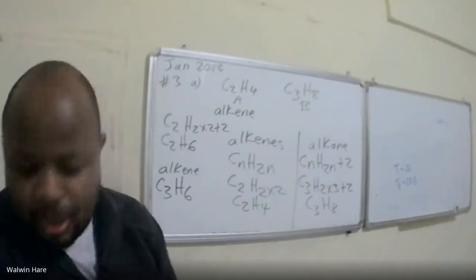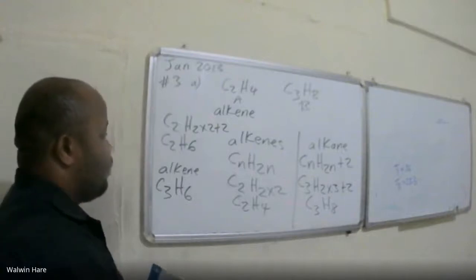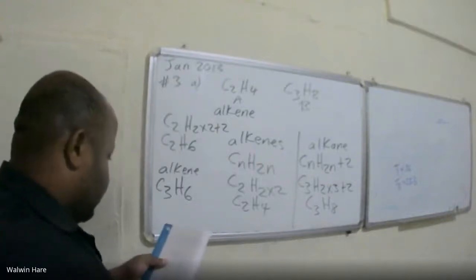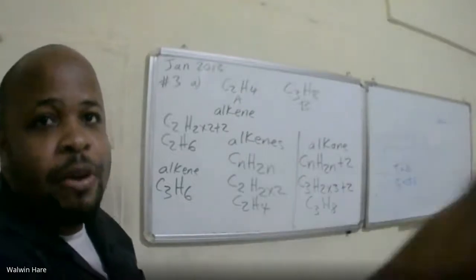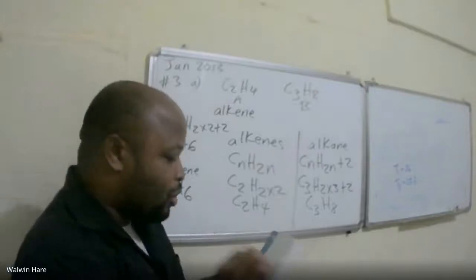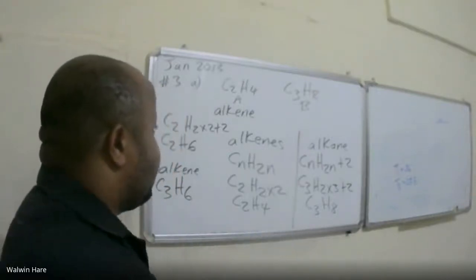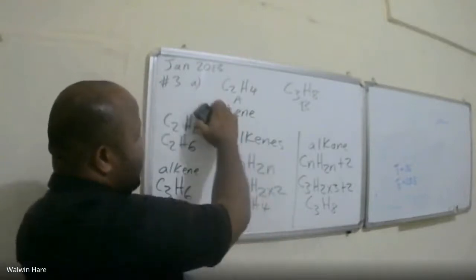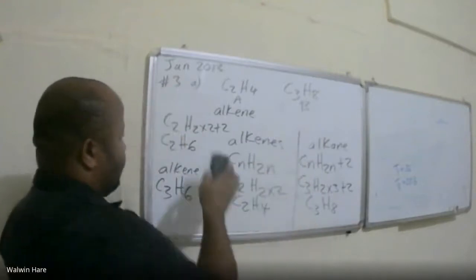If you have any question, you can stop me and I will take your question. So the first actual question was for us to draw the displayed structures of compounds A and B. We have established that compound A is the alkene and compound B is the alkane.